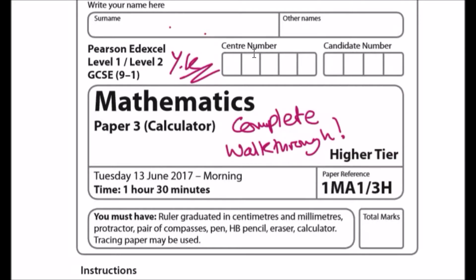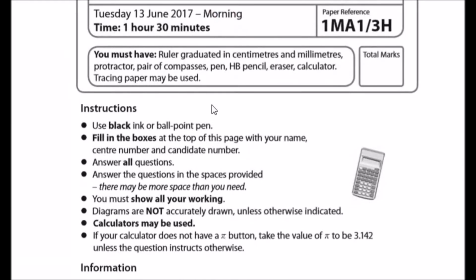One thing I want to note is that this is a calculator paper, so make sure you use a calculator, yes, even for the easy questions, because you want to avoid any silly errors. And trust me, the mark scheme really will penalize you if you don't use a calculator or simplify the best way you can. Anyway, without further ado, let's just go straight into it. And use a black pen, guys.